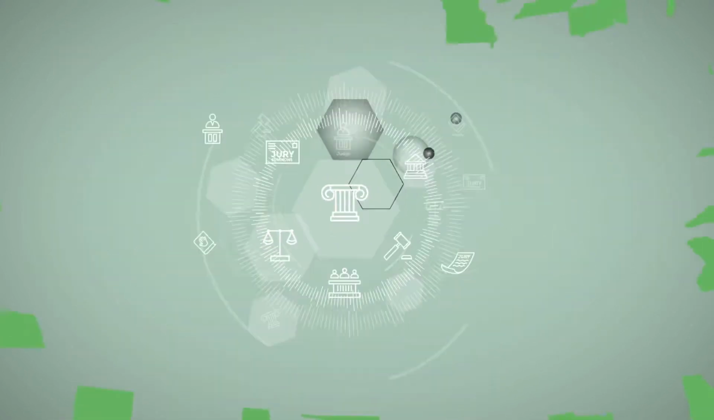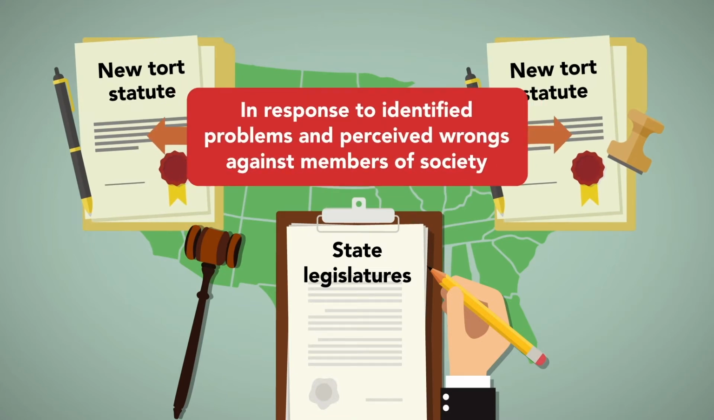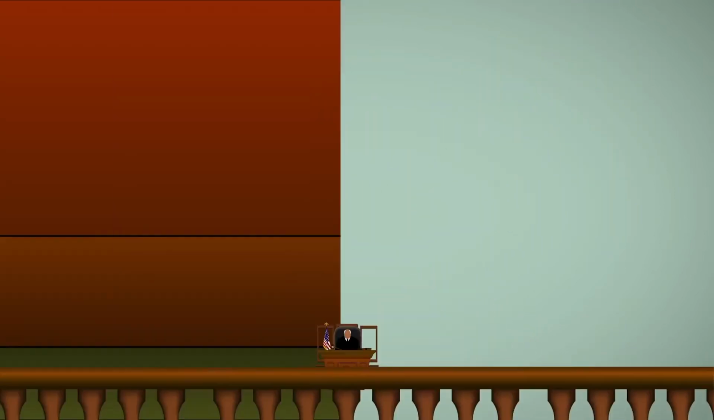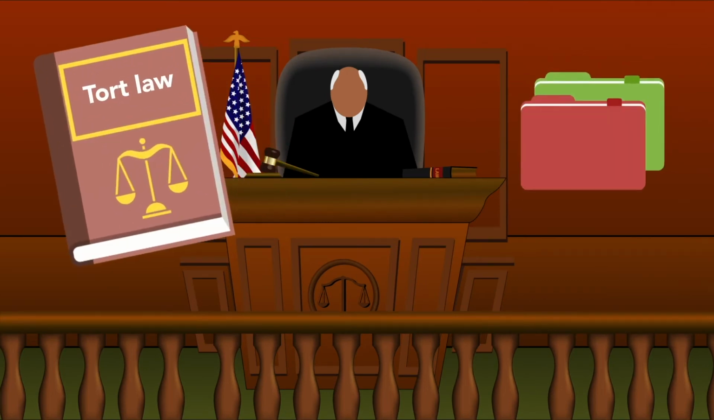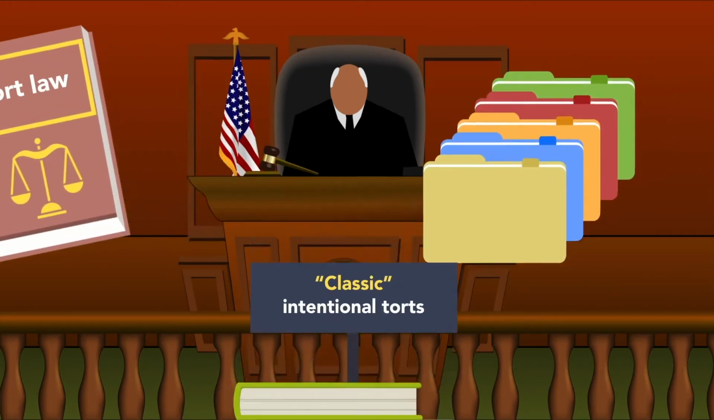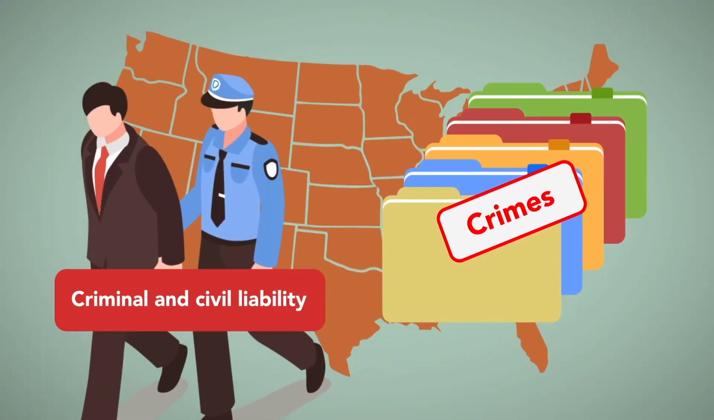In some cases, state legislatures create new tort statutes in response to identified problems and perceived wrongs against members of society. However, even in the absence of established legislation, civil courts develop and expand tort law as new cases come before them. Like the classic intentional torts, states often turn these tortious acts into crimes, whereby a party can face criminal and civil liability for the same wrongful act.